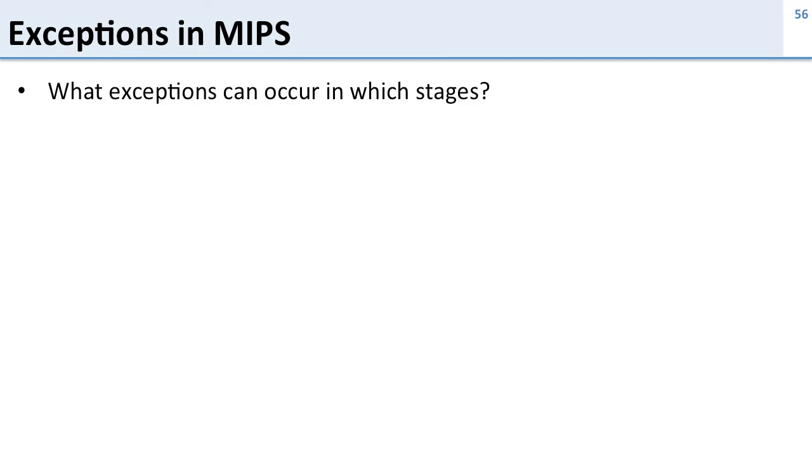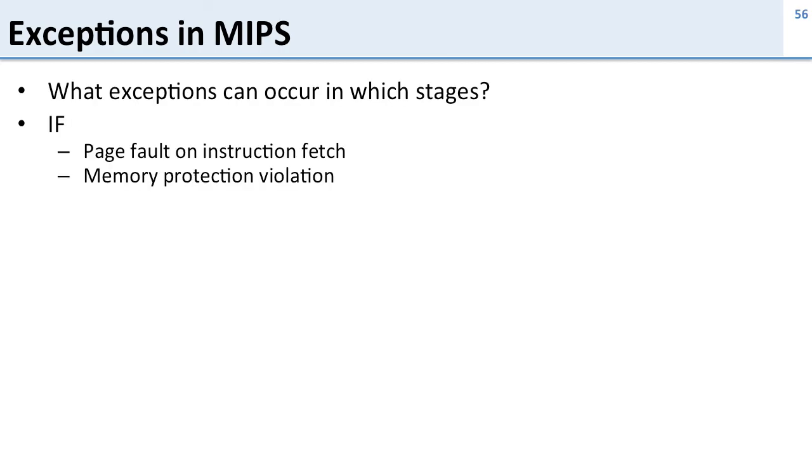So let's talk about exceptions and MIPS. What can happen in which stage of the pipeline? So here's instruction fetch. In instruction fetch, we can have a page fault. That is, you're trying to load instructions from a part of memory that's not been loaded into memory. And on a page fault, the operating system is going to have to go fetch that data from the hard disk and load it into memory.